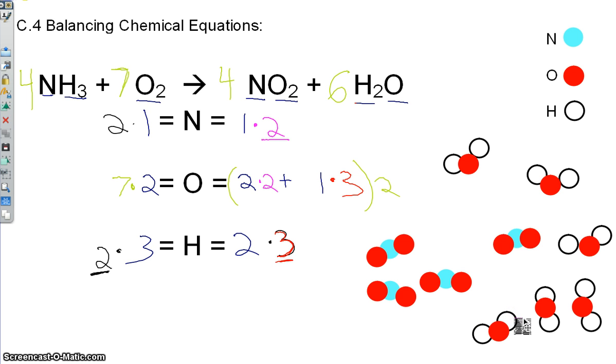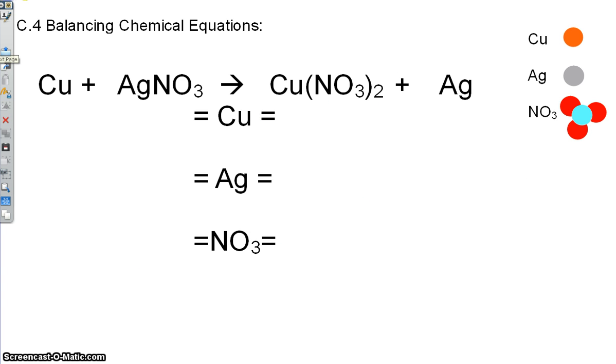When I count it all up, how many NO2s I have, let's get a different color. I have 1, 2, 3, 4 different NO2s. And when I count up the waters, I have 1, 2, 3, 4, 5, 6 waters. So it works out, balances out just fine. I think we have time to do one more before I reach my 15-minute maximum.